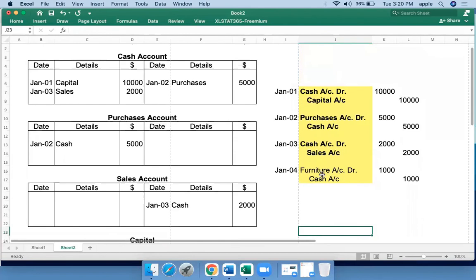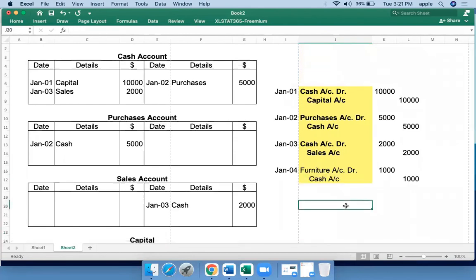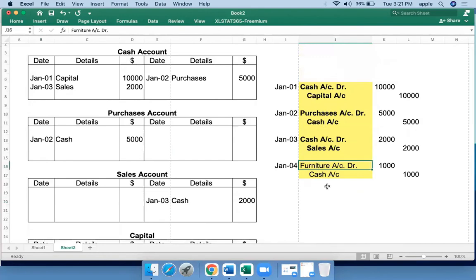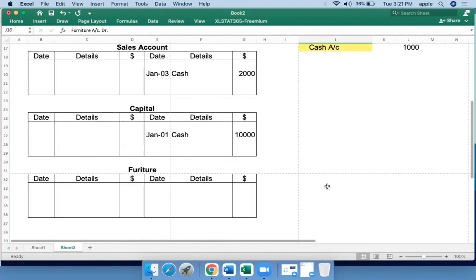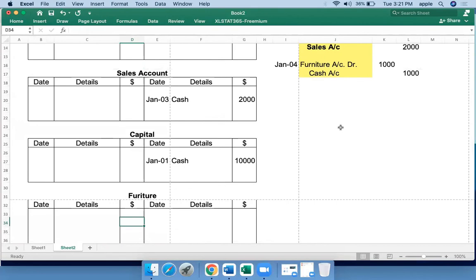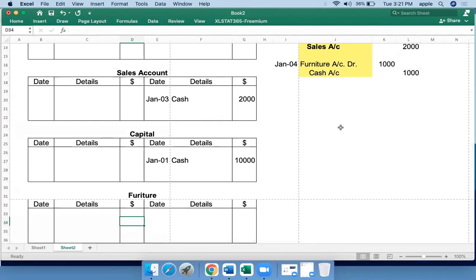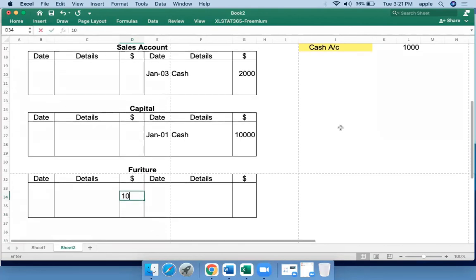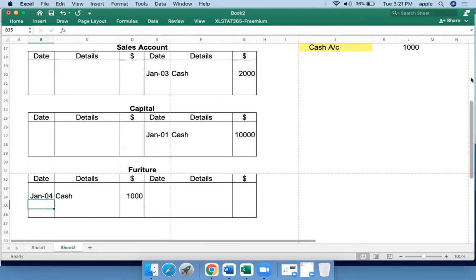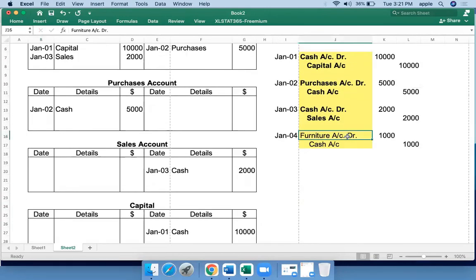Which is the next entry? Furniture and cash. So it's going to be furniture. Furniture is debited. So where is my furniture account? This is my furniture account. Debited with how much money? 2,000. No, sorry, 1,000. So on the debit side I will write 1,000. Name of the other account? Cash. Date is Jan 4. So posting is done in the furniture account, right?